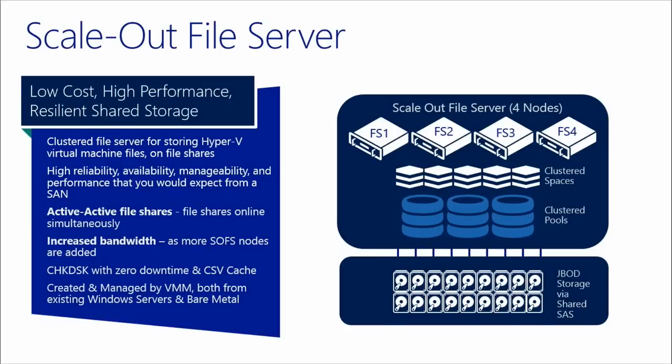So, we've touched on scale-out file server, what that's all about, using that JBOD storage, using clustered pools and spaces, and using multiple file server nodes for resiliency and scale-out. So if one dies, the connectivity will stay to the other file servers. So we're providing a more resilient, higher level of availability. It's active file shares, so they're always online, and as you add more scale-out file server nodes, we increase the bandwidth that's available.